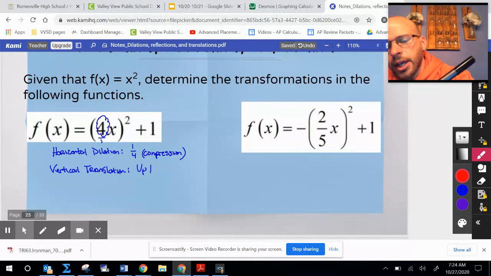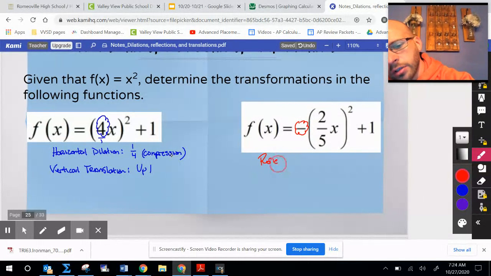So if you look on the outside here, I have a negative, so that's going to be a reflection over the x-axis.